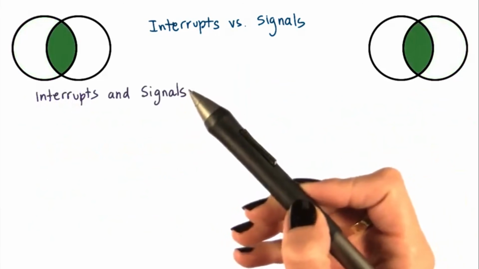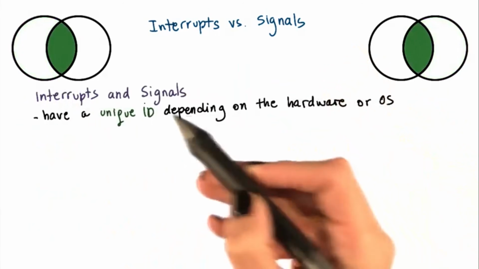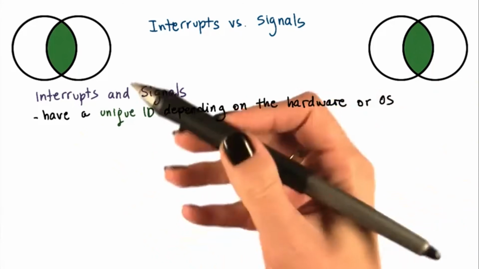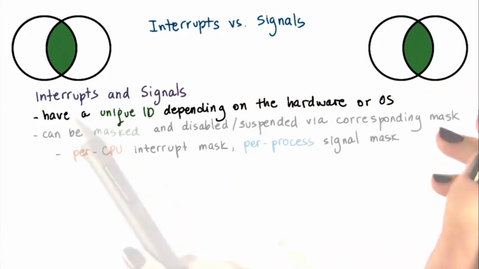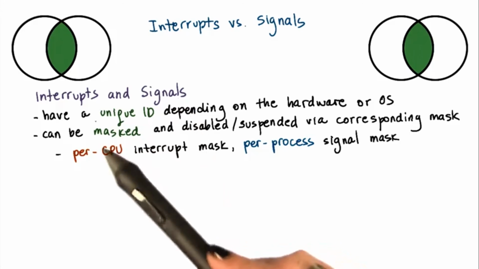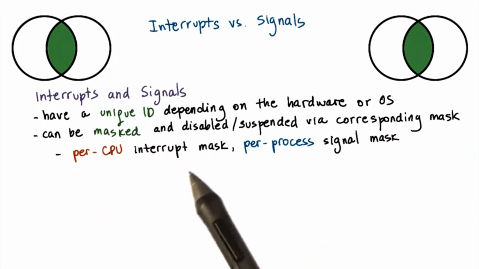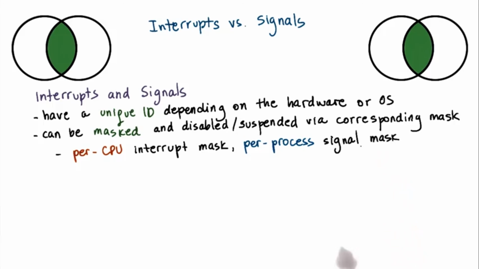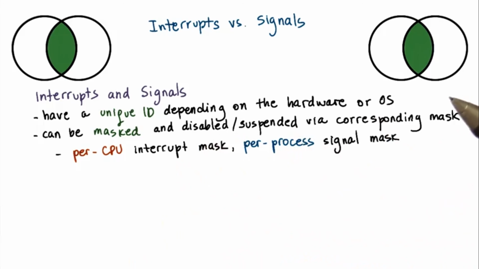There are some aspects of interrupts and signals that are similar. Both interrupts and signals have a unique identifier, and its value will depend either on the hardware in the case of interrupts or on the operating system in the case of signals. Both interrupts and signals can be masked. For this, we use either a per CPU mask for the interrupts or a per process mask for the signals to disable or to suspend the notification that an interrupt or a signal is delivering.